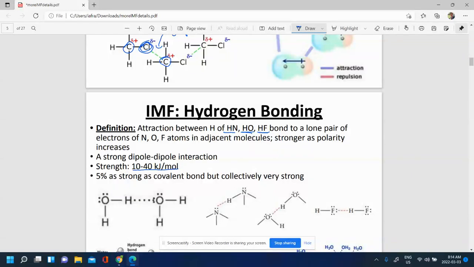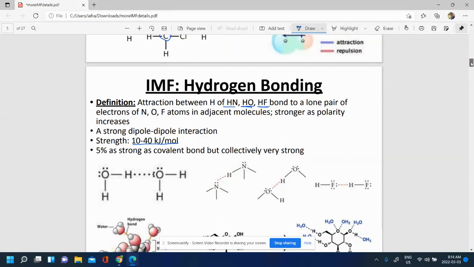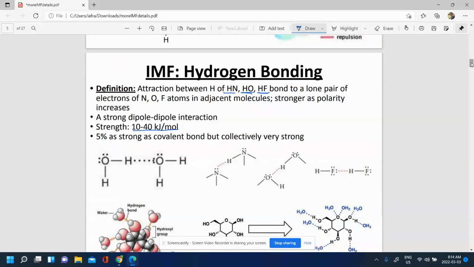And that's because those special groups have a big electronegativity difference, so they're quite polar. Generally, the more polar the group is, the stronger the dipole-dipole can be. So if you have HN, HO, or HF, you have the potential for hydrogen bonds.